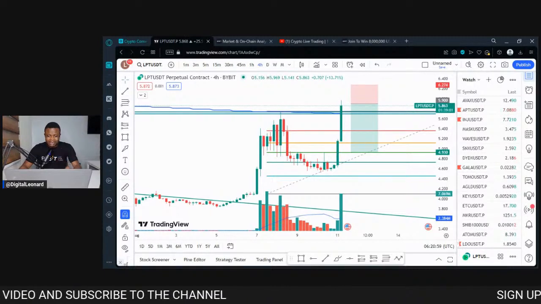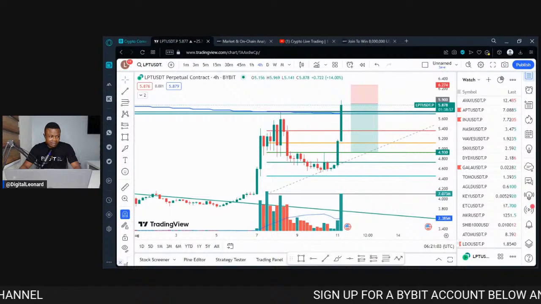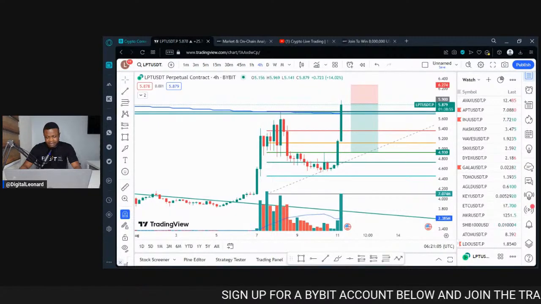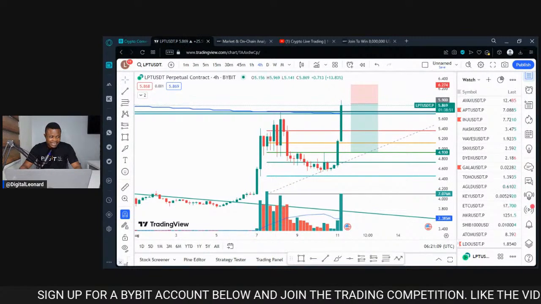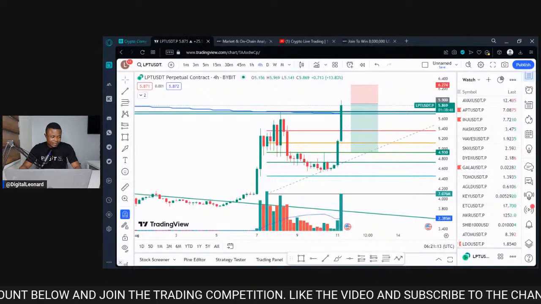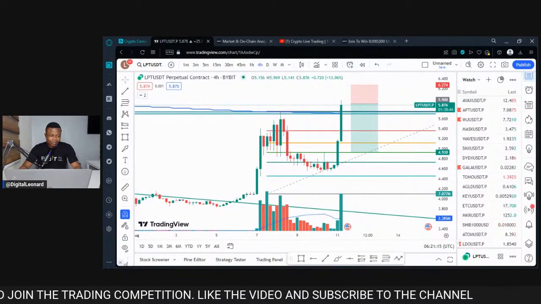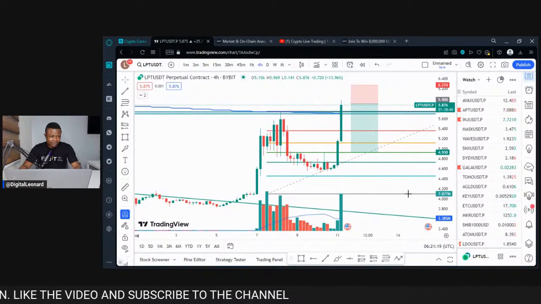So, LPT token. Whoever takes this trade, share your PNLs with me on Telegram. Whenever we give signals here and you take the trade, always share your PNL with me on Telegram. I'll take a look at all the trades that you have here.